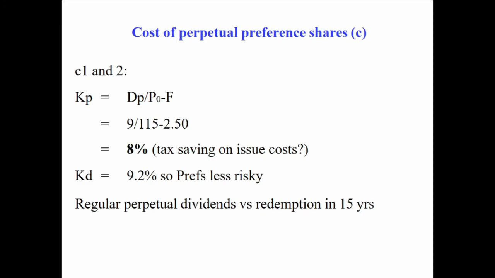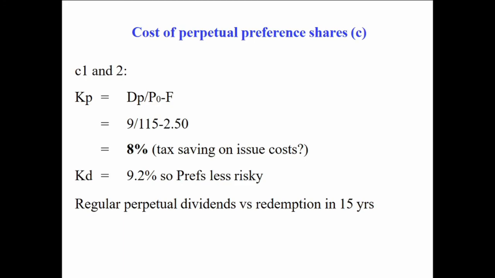So preference shareholders require a return of 8%, whereas debenture holders require a return of 9.2%. The reason for the difference in the required return is that obviously that return is there to compensate for risk. So the preference shares are seen as less risky as compared to the debentures. If we want to know why the preference shares are perceived as less risky, we need to compare the terms of the preference shares to the terms of the debentures.